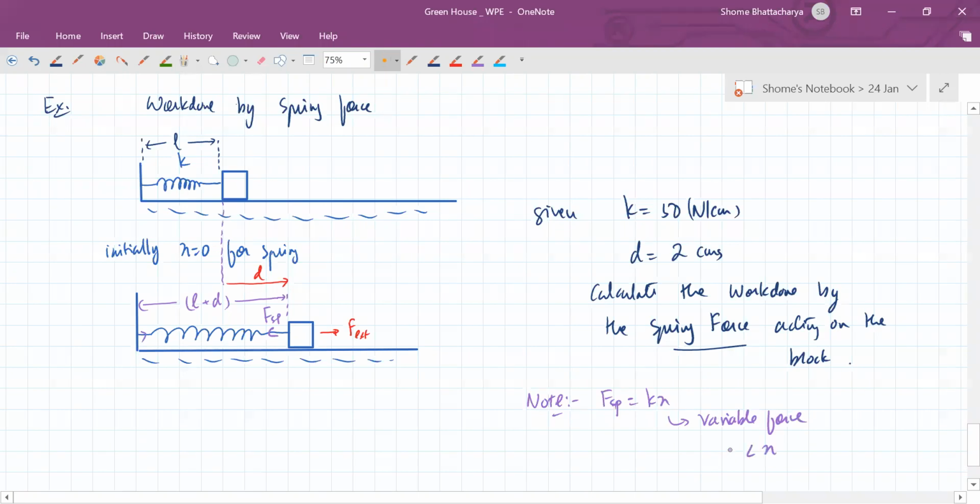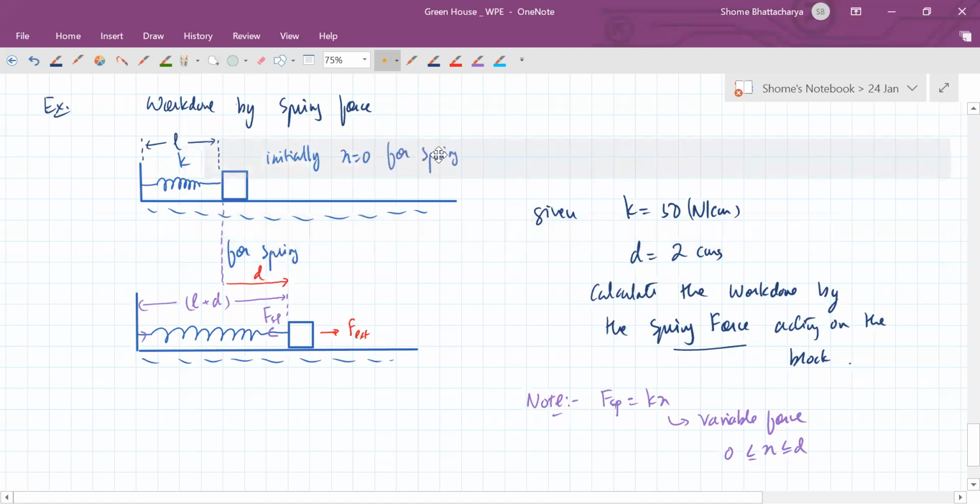Because x varies from 0 to the final value of d, the magnitude of the spring force varies, though the direction is always opposite. Initially x is equal to 0 for the spring. There's no extension. It's at the natural length position. So that's in the first diagram. Now what we are doing is displacing the block from this position to the final position I've shown, by application of some external force.